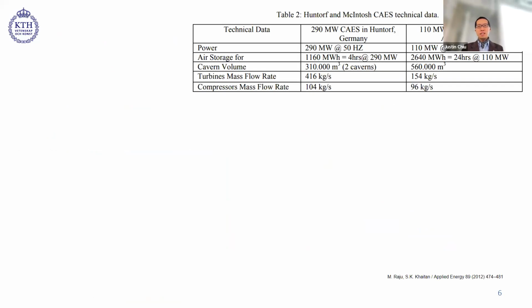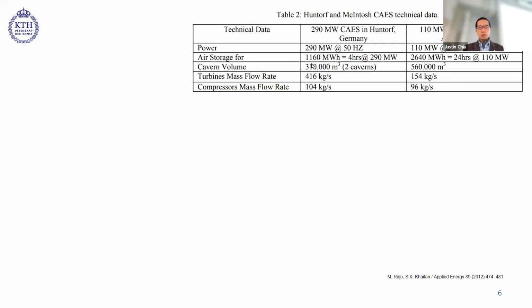Some characteristics of this Huntorf compressed air energy storage system, comparing with that in the States, in Alabama. This was built a few years later. Here you see that the power, in the States, it's 60 hertz. In Europe, it's 50 hertz. So you see the differences in the frequency of the electricity generated afterwards.